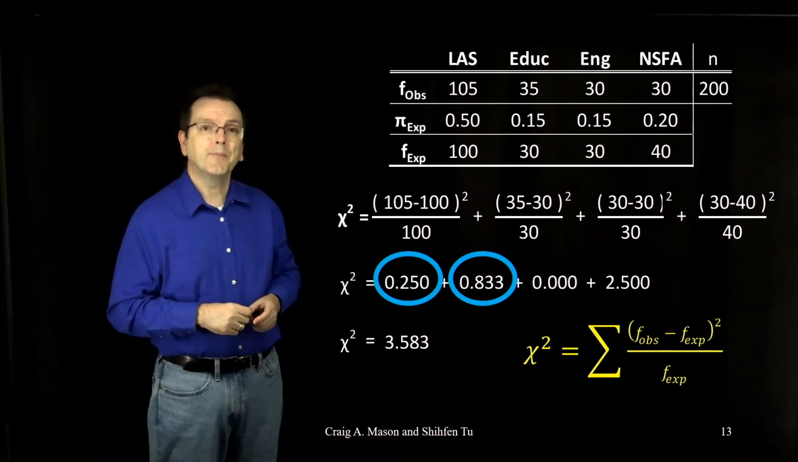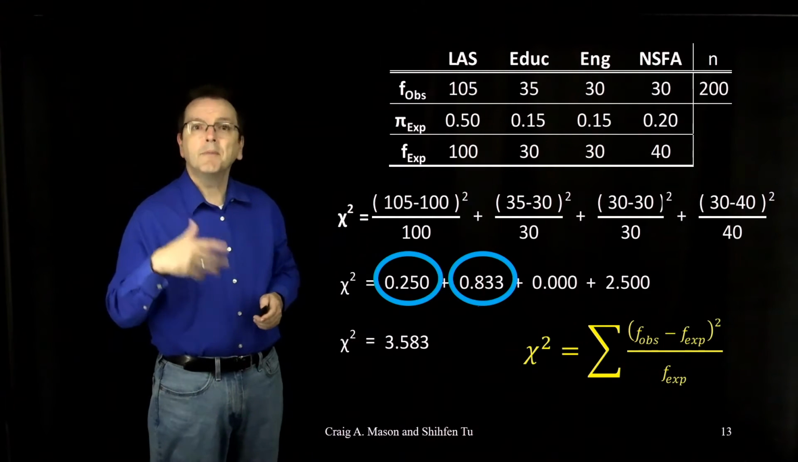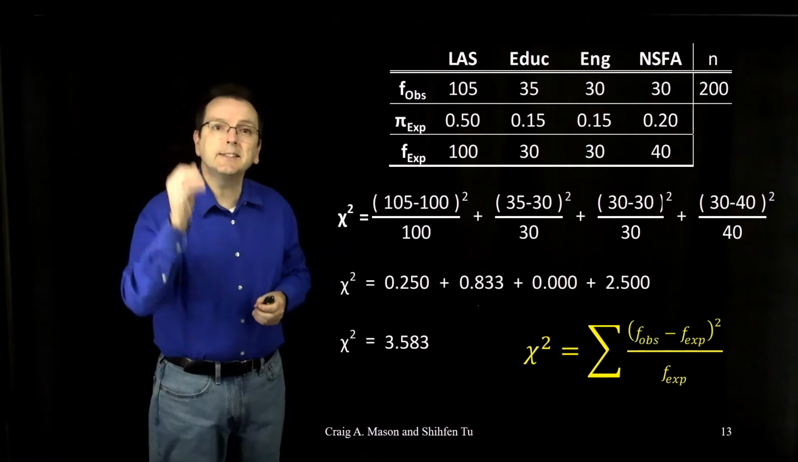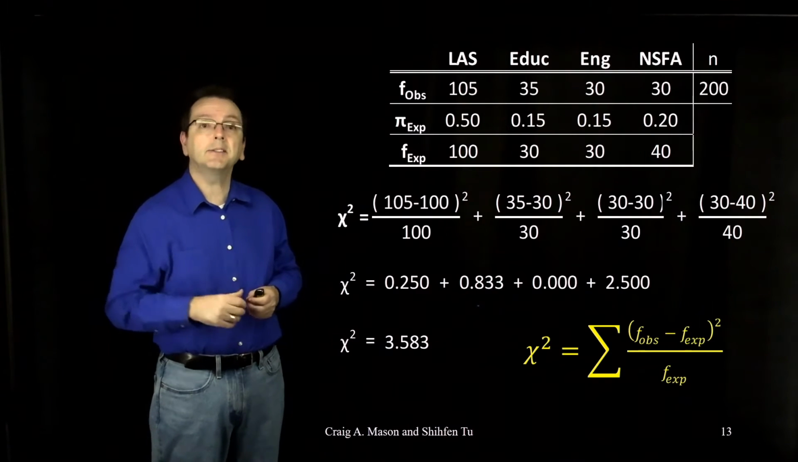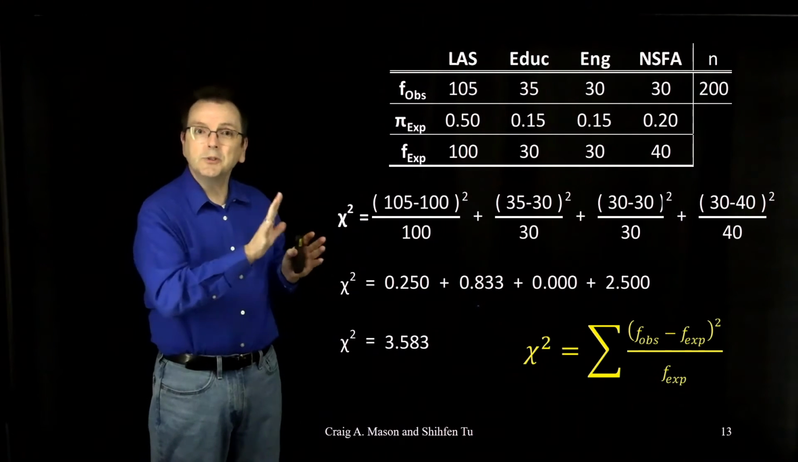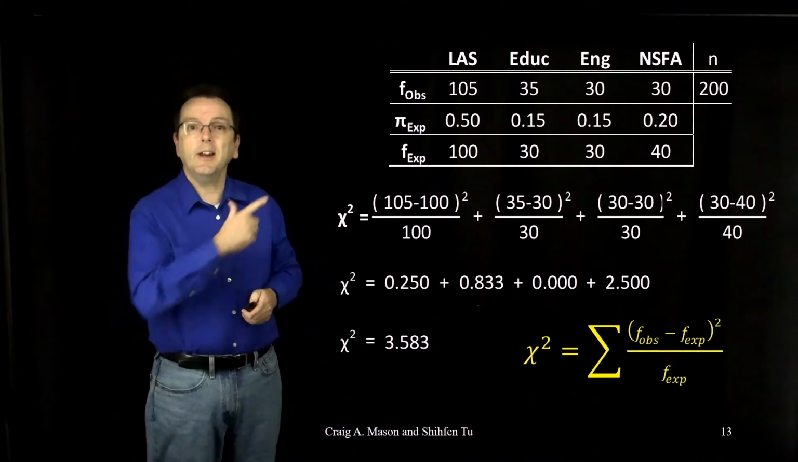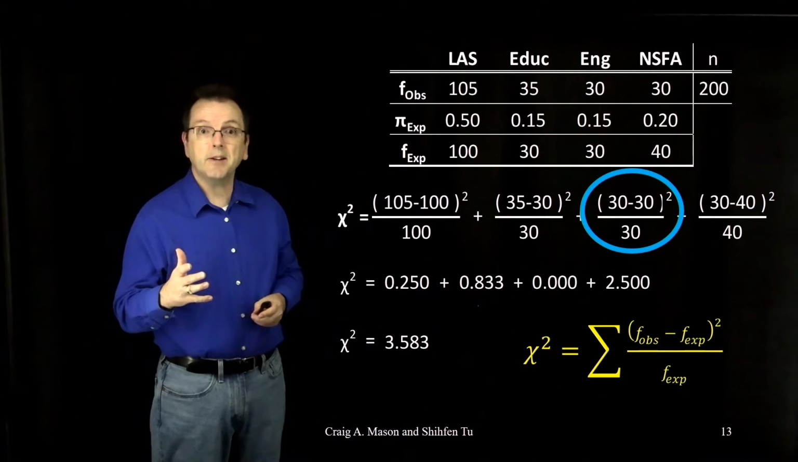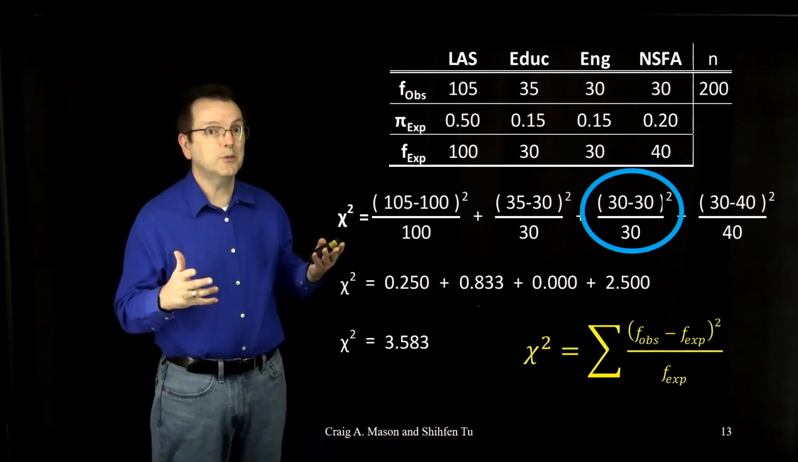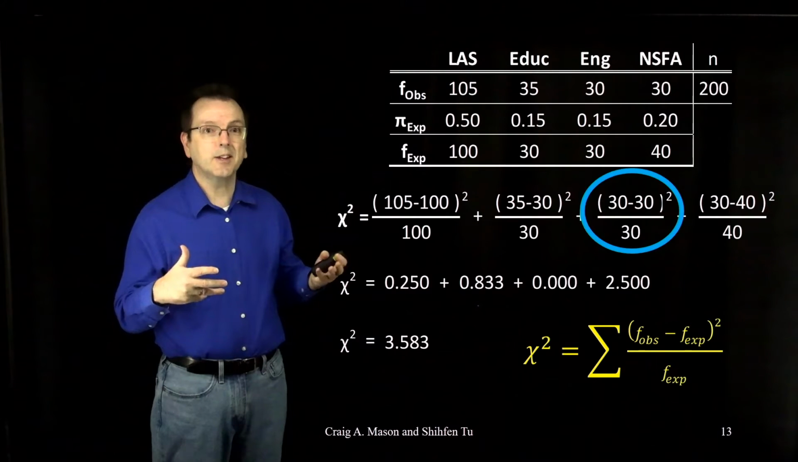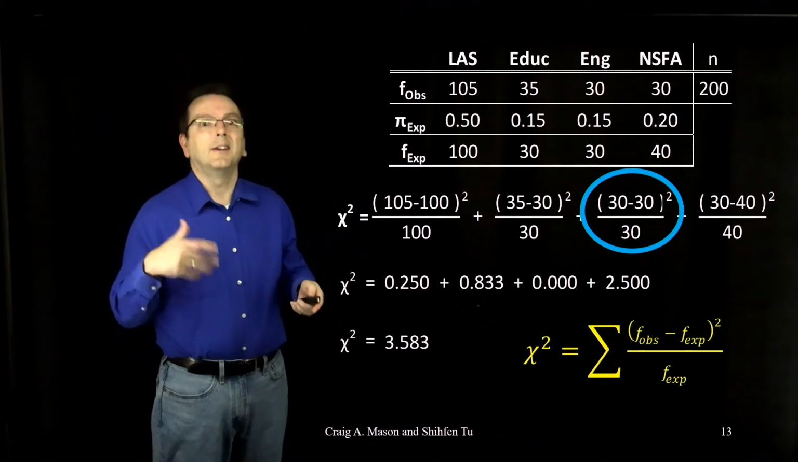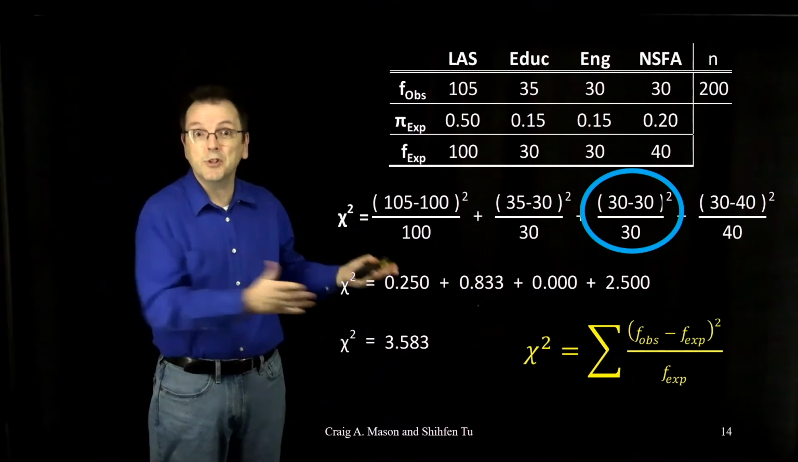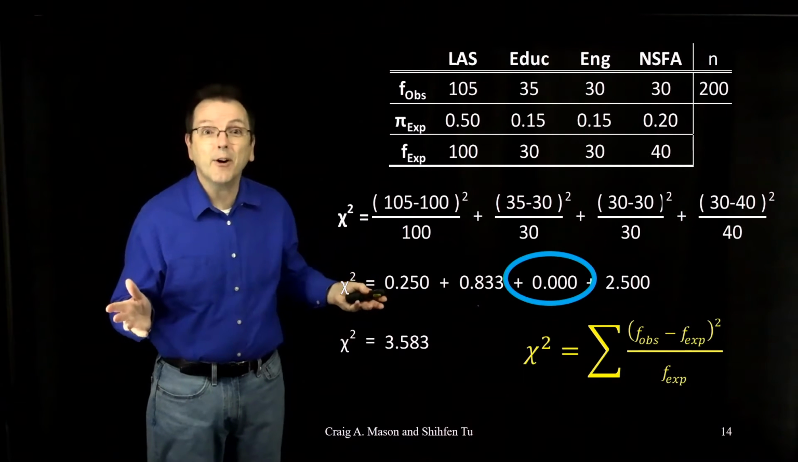All right, pretty cool. Now also while we're here, you can ask yourself what happens to the chi-square if we observe exactly the number of cases that we expected to see. Well, we also see that situation in this example. Look at engineering. Notice we observed 30 students and we expected to see 30 students. 30 minus 30 is 0. 0 squared is 0, right? So engineering's contribution to the chi-square is 0.